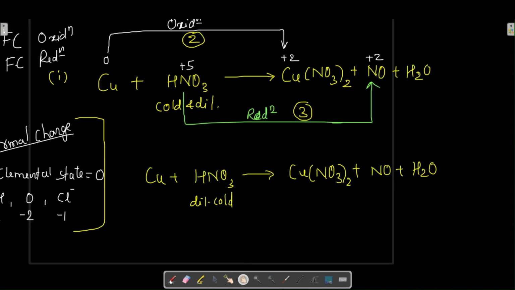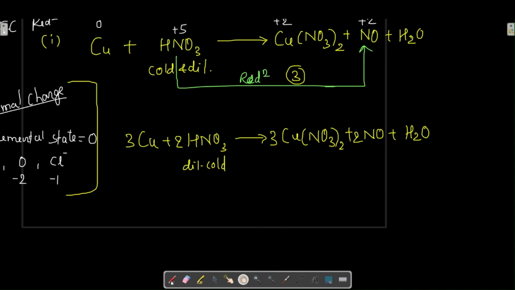Whichever is undergoing oxidation here, copper, you will multiply it with 3. The one which is undergoing reduction, you will multiply with 2. So this is called cross multiplication. So copper 1 you have to multiply with 3, so I will put 3 here, and 3 here. Nitrogen multiply with 2, so I will write 2 here. Don't worry about water.